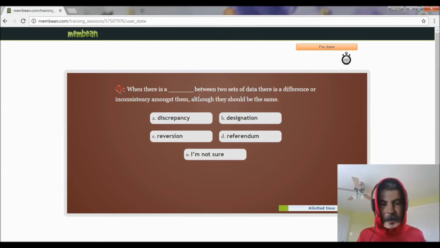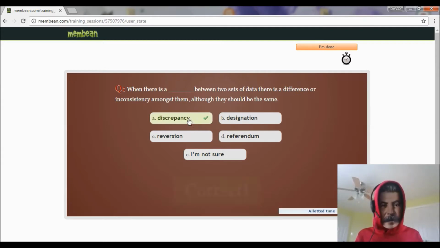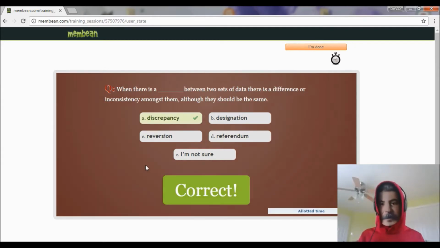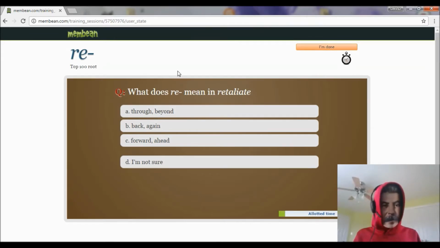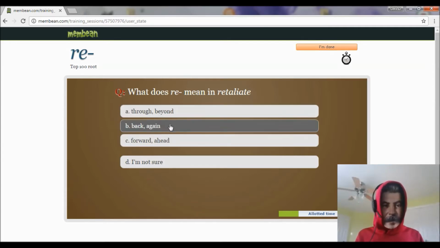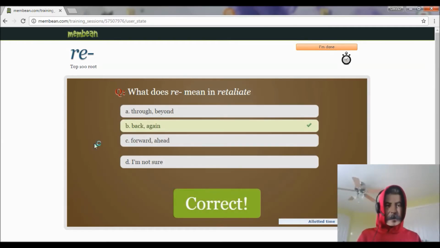When there is a blank between two sets of data, there is a difference or inconsistency amongst them, although they should be the same. There is a discrepancy. Correct. Of course I am correct. I am Joseph Stalin. I am leader of Soviet Russia. What does re mean in retaliate? Back, again. Correct.